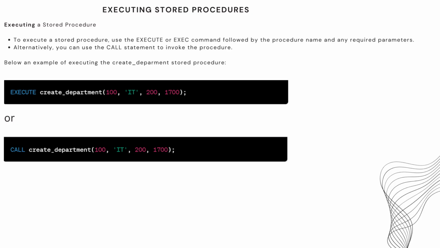Executing a stored procedure. To execute a stored procedure, use the execute or exec command followed by the procedure name and any required parameters. Alternatively, you can use the call statement to invoke the procedure. Below is an example of executing the create_department stored procedure.